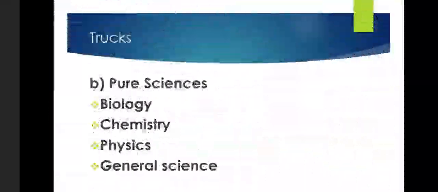Still, another learner may decide to go for a different track under that pathway that we are calling STEM. And suppose that learner takes the track that we are calling pure science, he or she will be required to select from the following subjects. Subject number 1, we have biology. Subject number 2, we have chemistry. Subject number 3, we have physics. And subject number 4, we have general science.